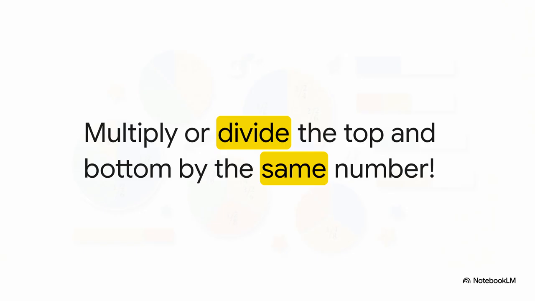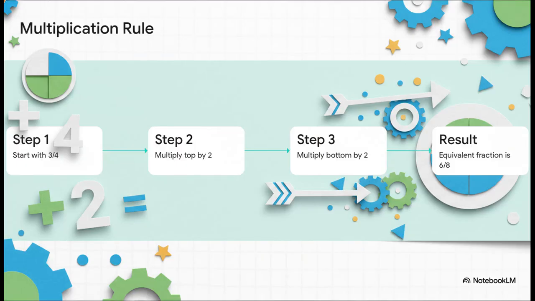The rule is super simple. To find an equivalent fraction, all you have to do is multiply or divide the top and the bottom of a fraction by the exact same number. You just have to be totally fair. Whatever you do to the top, you absolutely must do to the bottom. Let's practice that multiplication rule together right now.